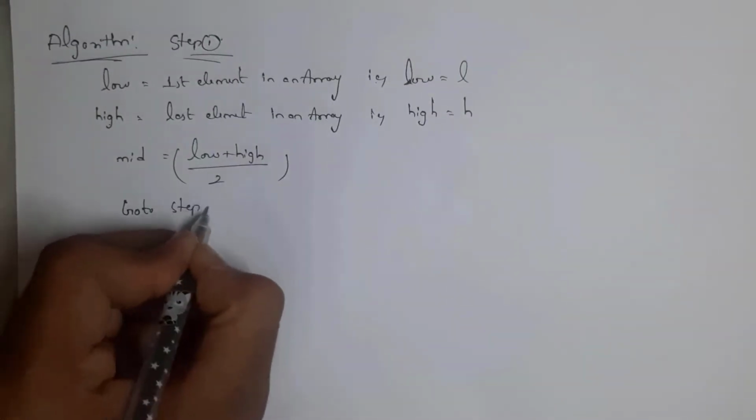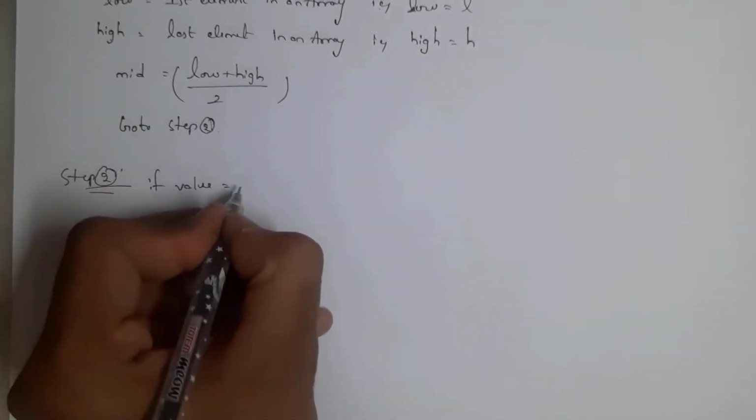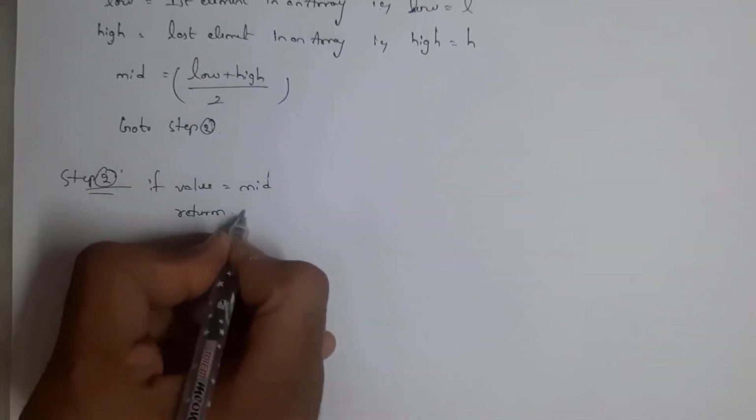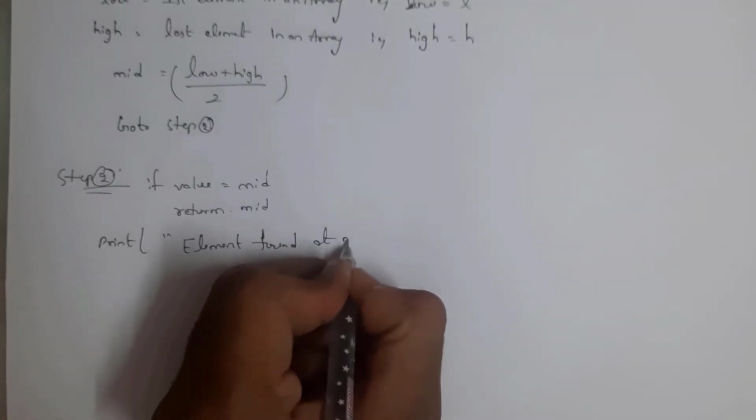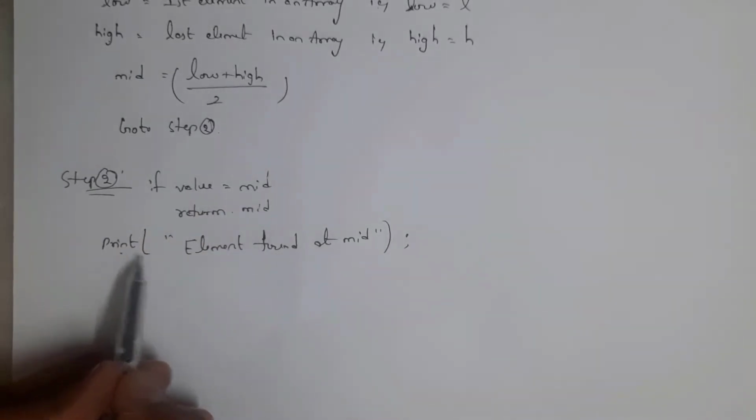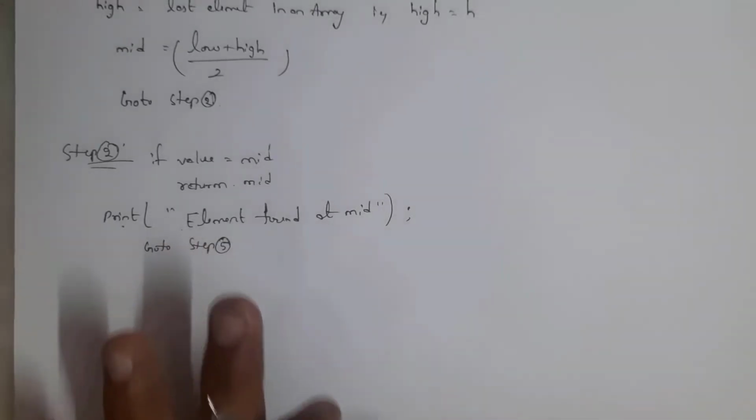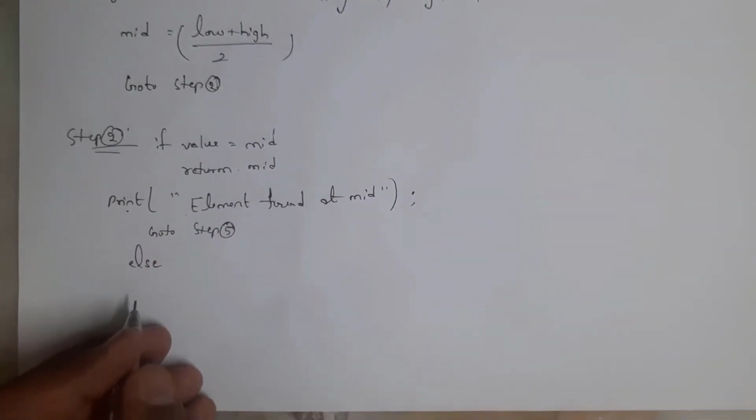Step 2: if value is equal to mid, then return mid. Our result is found. Print element found. Element found at mid. This is the value which we need to print. If value is equal to mid, then print element found, and at last go to step 5. Step 5 is stop. Else, if value is not equal to mid, then there are two chances.